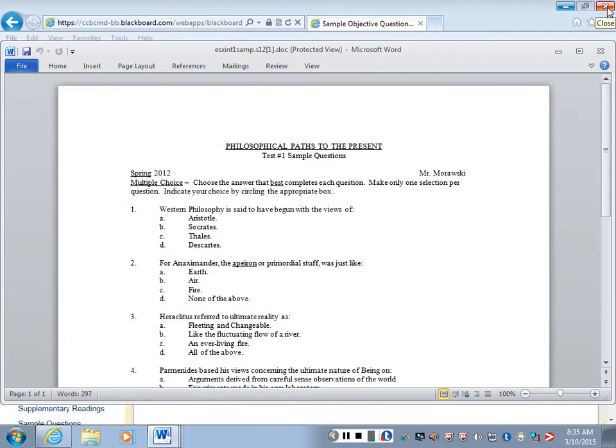So I don't do sample questions with every test, because after you've taken the first test, you know how I would ask an objective question on a philosophy test. But the purpose of doing it for the first test is to give you some idea of how I would do that. Now, all of these are covering the pre-Socratics, but obviously the test itself covers more than that. So anyway, that is.